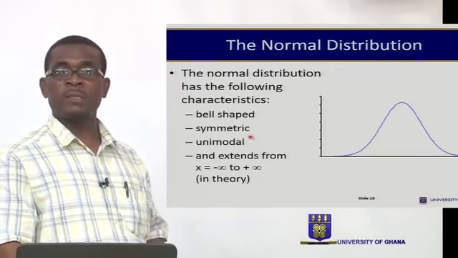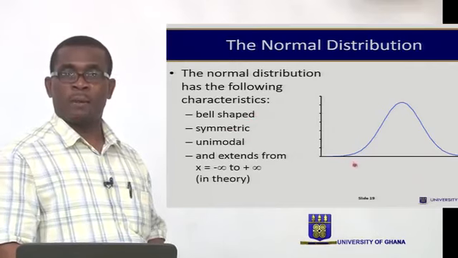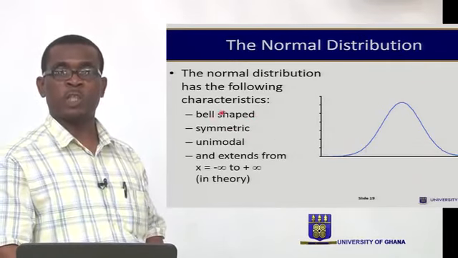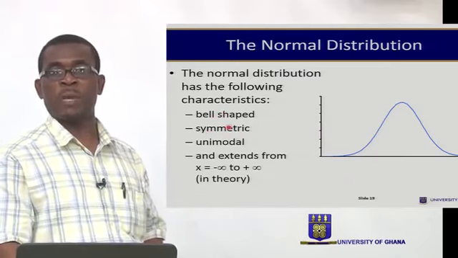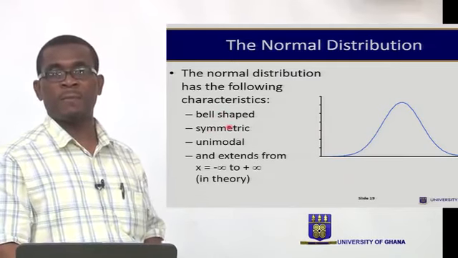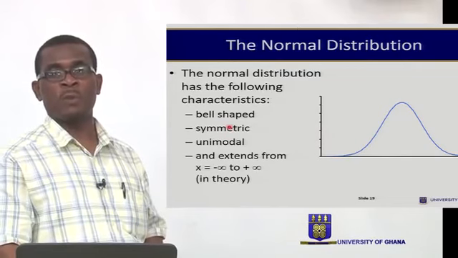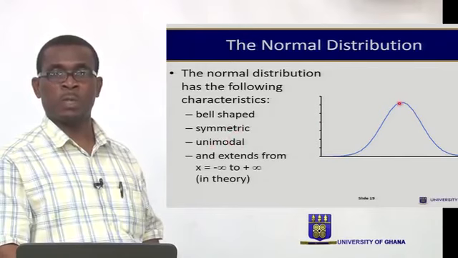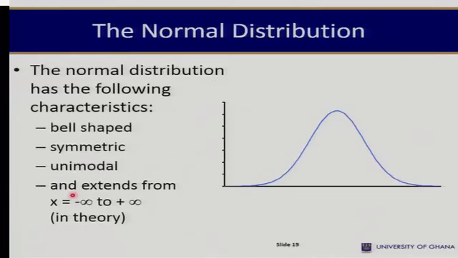Now, the characteristics of the normal curve, which is like this, as you can see, is bell-shaped. It is symmetric, meaning that the left half is the exact mirror image of the right half. It is unimodal, so you see only one high point here. And then it extends from minus infinity to positive infinity.